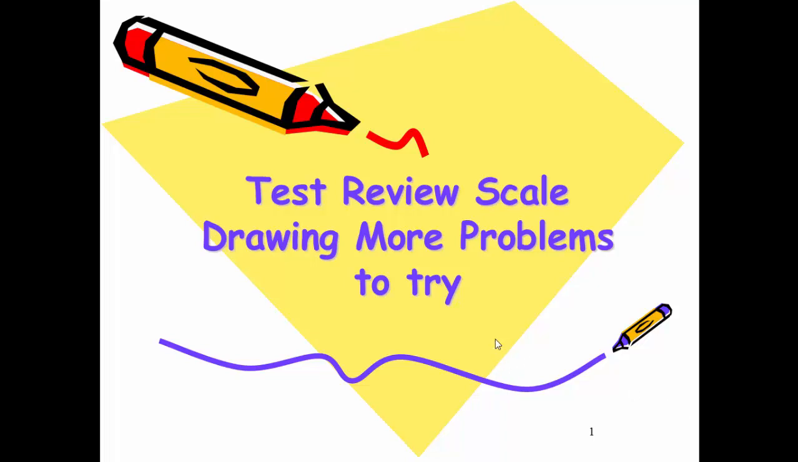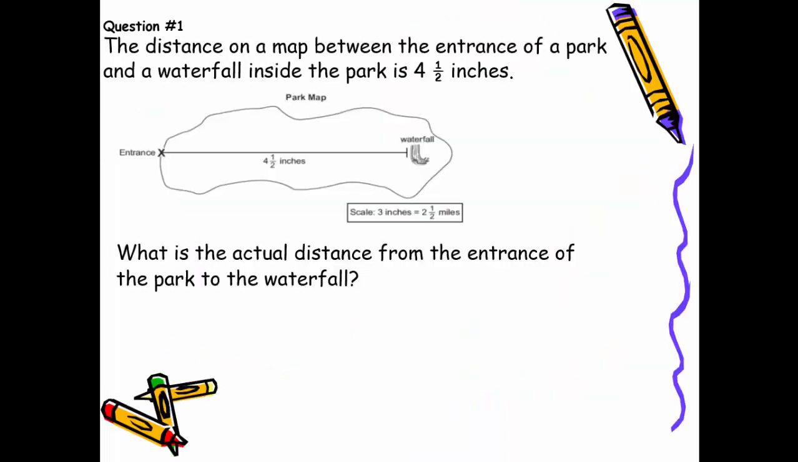All right, we are going to do some more practice problems for tomorrow's test. It says the distance on a map between the entrance of a park and a waterfall inside the park is 4.5 inches. What is the actual distance from the entrance of the park to the waterfall? All right, this is a beautiful scale drawing, so I'm going to do drawing over actual. I'm going to look at my scale that they give me. I'm going to say, okay, 3 inches on the drawing is 2.5 miles on the actual.